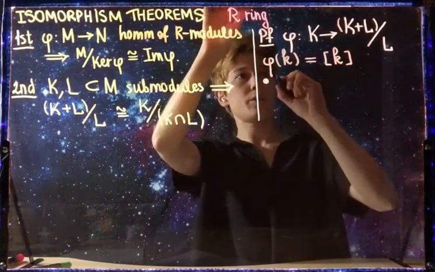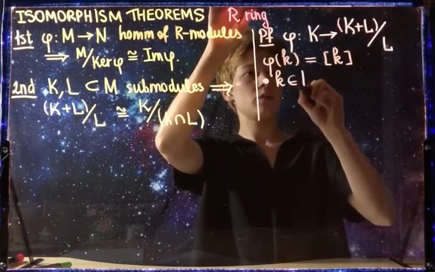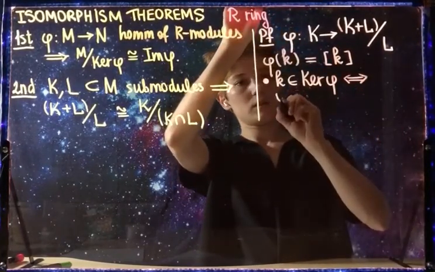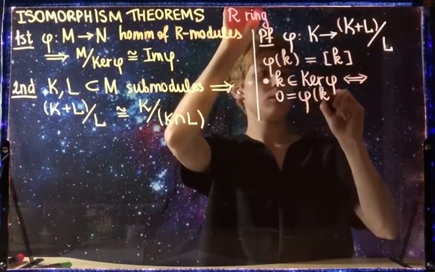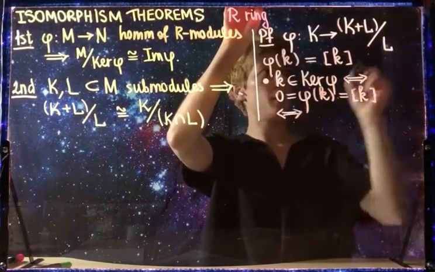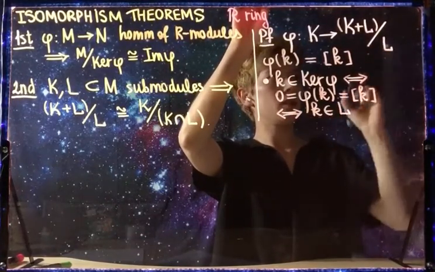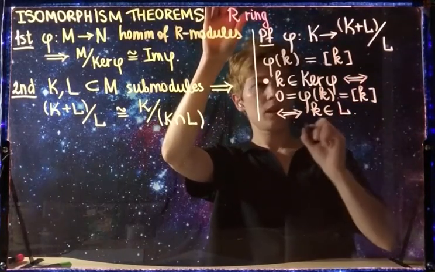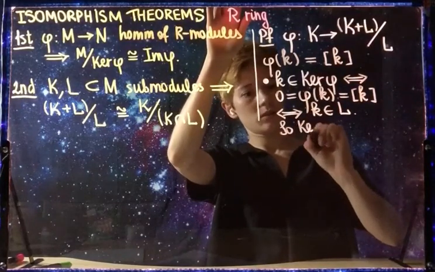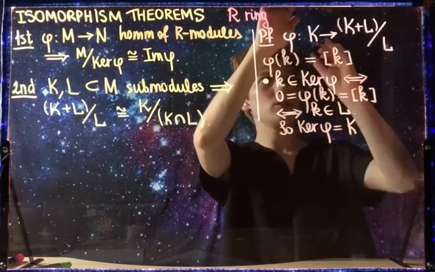First, we want to describe the kernel of phi. So we say that k belongs to the kernel of phi if and only if its image is equal to 0, which is the equivalence class of 0. And this happens by the definition, by the construction of the quotient module. It happens exactly when k lies in the submodule L. So we started from k in K, so we conclude that the kernel of phi is exactly those elements of L which lie in K.